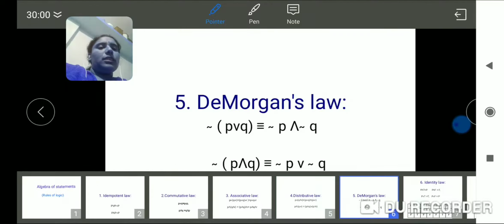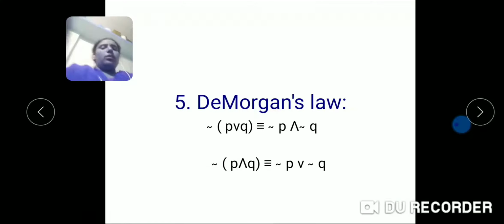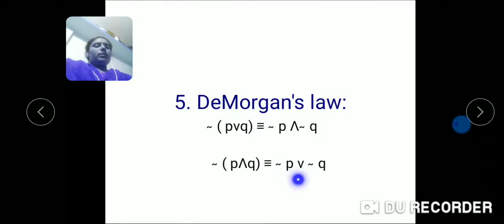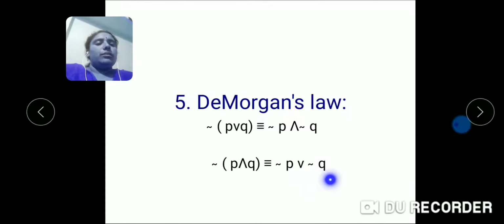Next is De Morgan's law, that is negation of P or Q is logically equivalent to negation of P and negation of Q, and negation of P and Q is logically equivalent to negation of P or negation of Q.